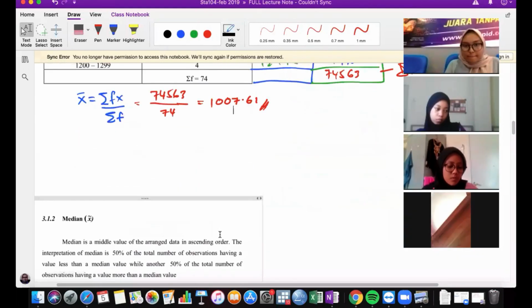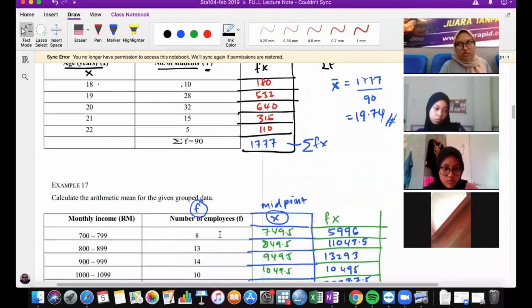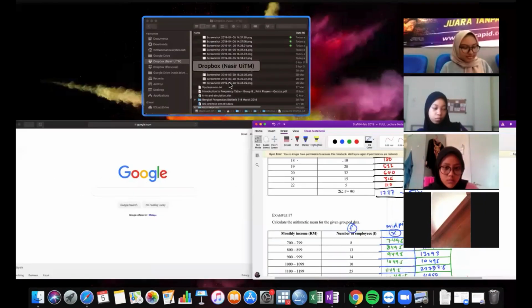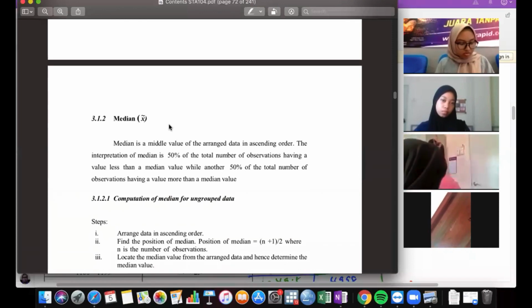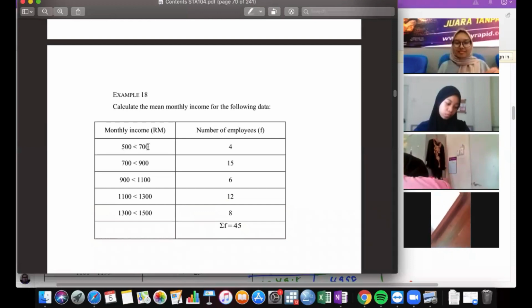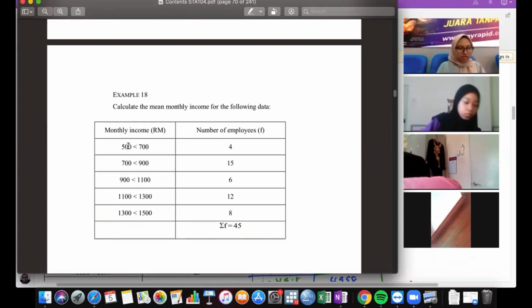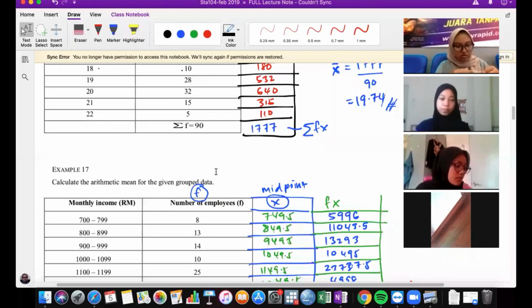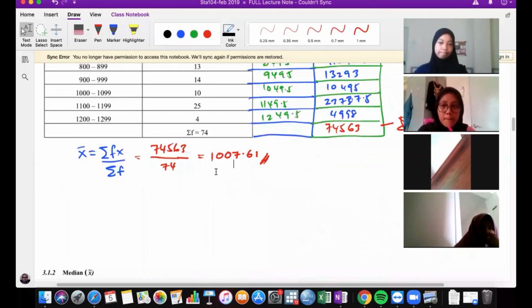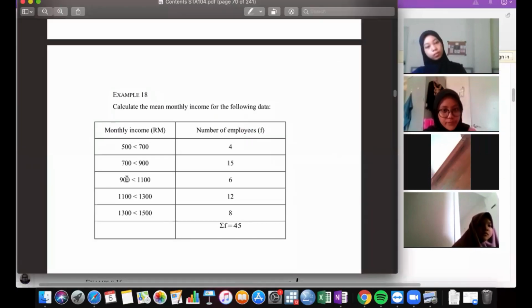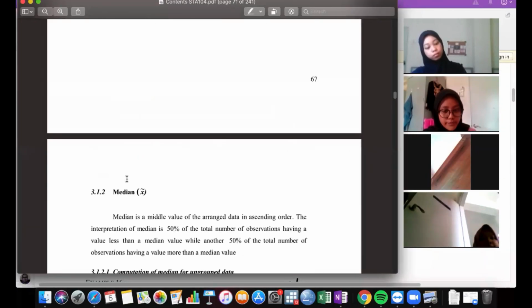So of course we have example number 18 and example number 19. I want you to do them by yourself. Same procedure. You need to find the midpoint for 500 and 700, divide by 2. You get the midpoint for each class, and find the value of fx and divide by summation of f. So find the group mean. Right. So I'm going to leave example number 18 and 19 to you to do by yourself.